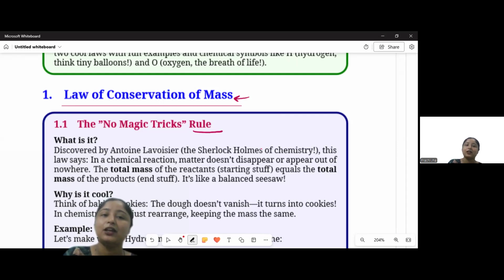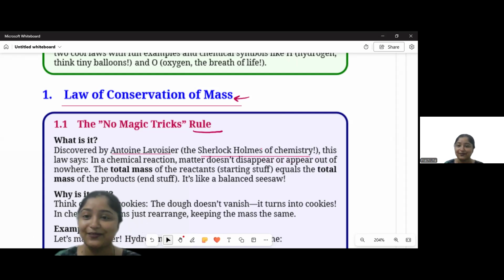So the first law, the law of conservation of mass, was discovered by Antoine Lavoisier. Please remember this name as it's really important. Why? Because this chemist was known as the Sherlock Holmes of chemistry. You know who Sherlock Holmes is? Exactly, the famous investigator. This is used for someone exceptional or wonderful in his field. So that is what he is.